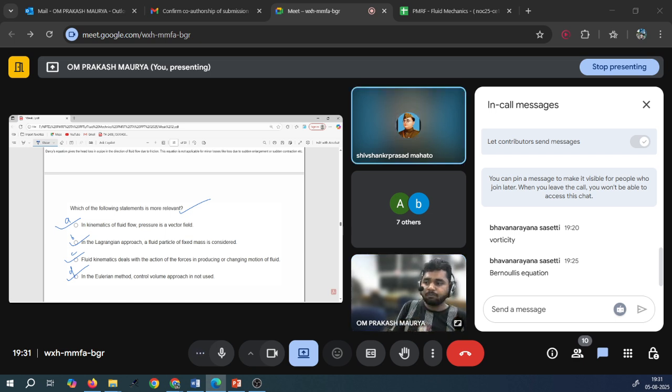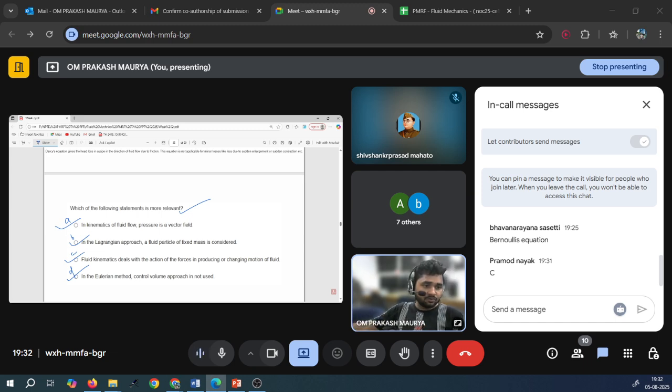B and C, sir. B and C, you are telling. Okay, two, sir. Okay, good, nice approach. And Pramod is telling C option, that is, the fluid kinematics deals with the action of force in producing or changing motion of fluid.